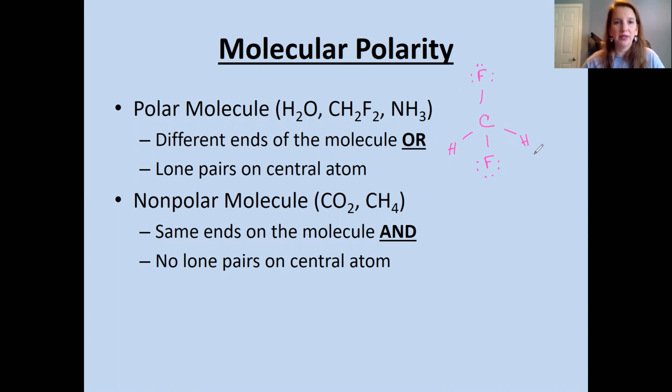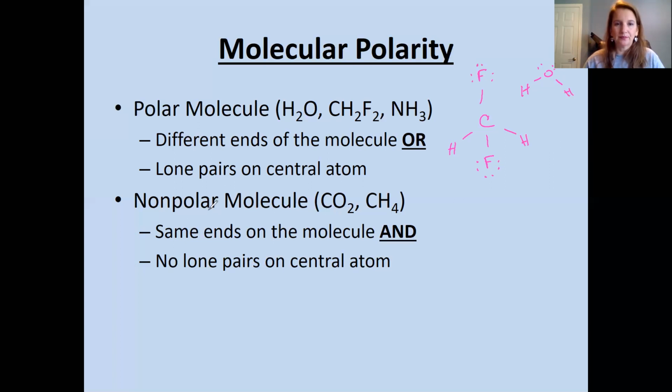that would indicate that this is a polar molecule because there's an unbalance of electrons, or there are lone pairs on the central atom, such as water, which is this structure here, okay? Lone pairs on the central atom indicate that it's a polar molecule because there's an unbalance of electrons, and the electrons are not being shared equally across the molecule.